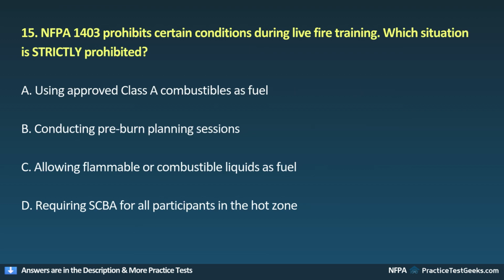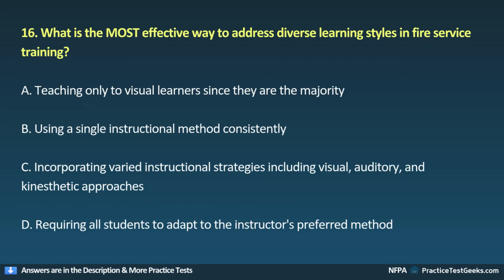15. NFPA 14.3 prohibits certain conditions during live fire training. Which situation is strictly prohibited? A. Using approved Class A combustibles as fuel. B. Conducting pre-burn planning sessions. C. Allowing flammable or combustible liquids as fuel. D. Requiring SCBA for all participants in the hot zone.